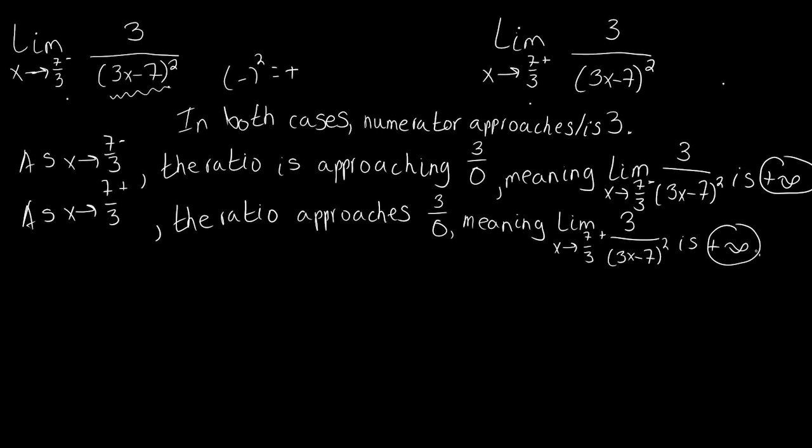We know that if the limit from the left and the limit from the right agree, the limit at our given value is the thing that they agree at. So that means that the limit as x approaches 7/3 of 3/(3x minus 7) squared is positive infinity.